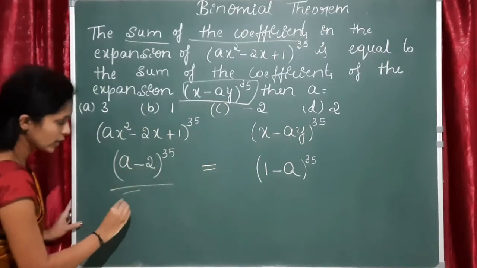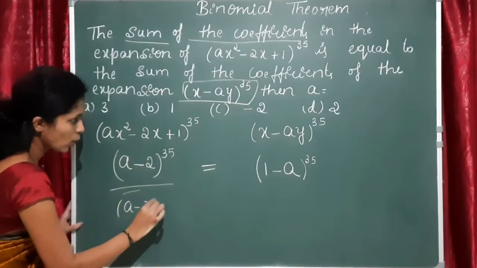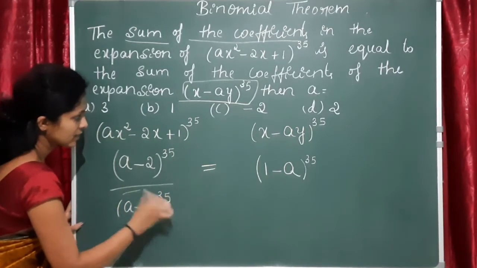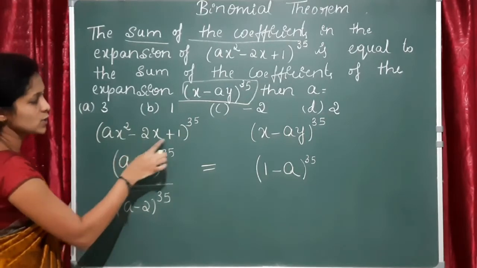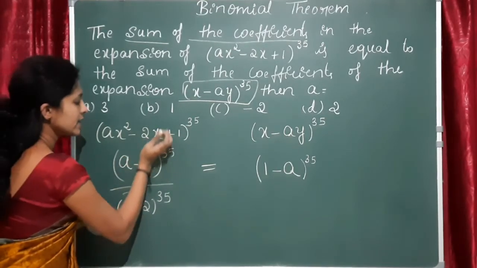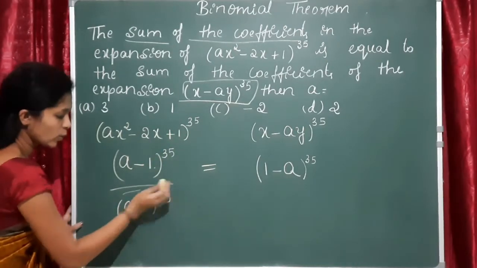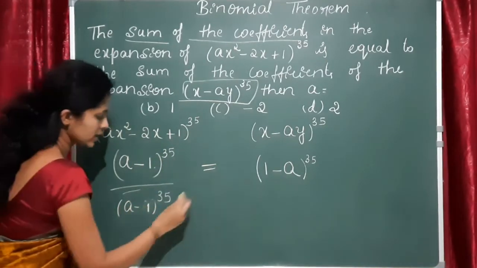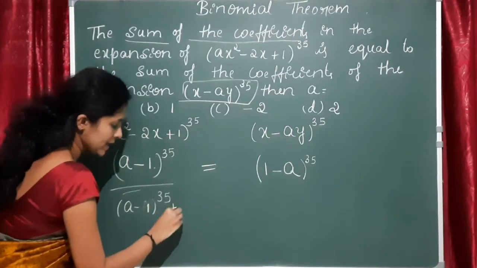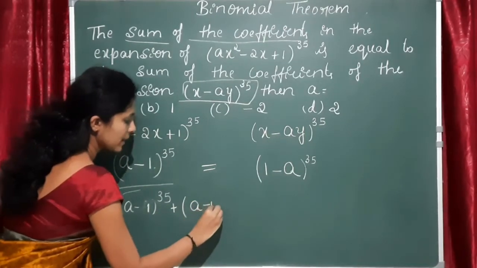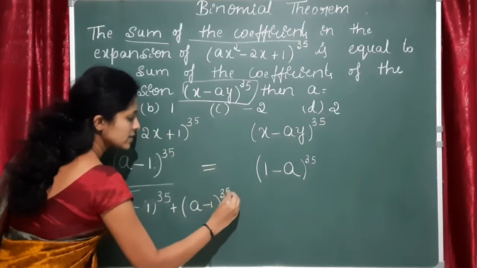So by using this, you can write (a - 2) whole to the power 35. Sorry, (a - 2 + 1) will be (a - 1), right? So (a - 1) whole to the power 35. This I can take here: plus (a - 1) whole to the power 35. So this is equal to 0.